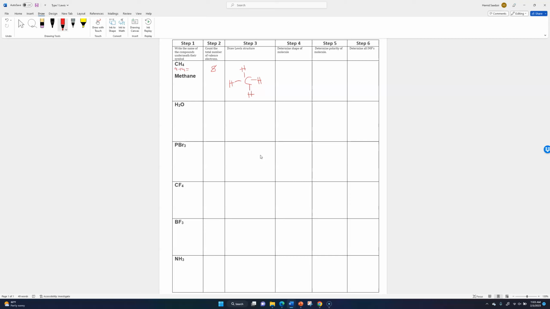Remember, hydrogen only wants to have a connection. You don't put lone pairs off. You don't do double bonds or anything like that. So we're done with CH4. Shape: because you have 1, 2, 3, 4 domains, that's going to give you a tetrahedral structure.